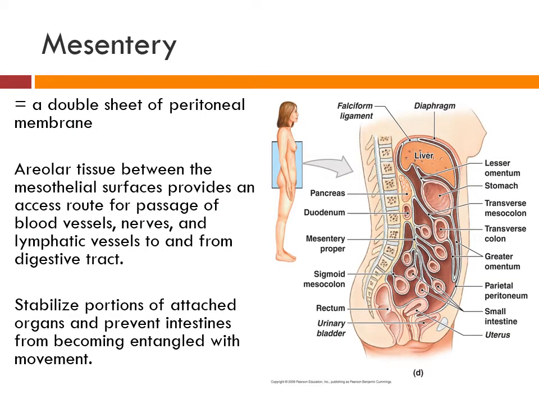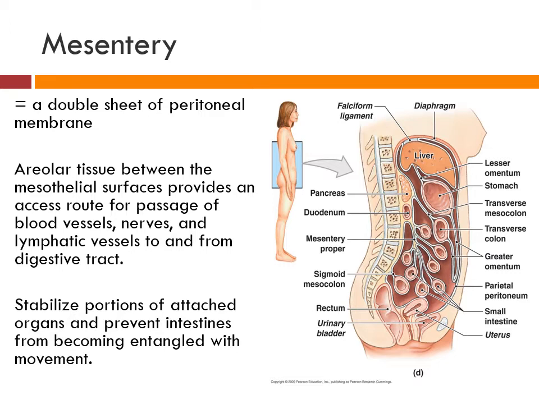So the mesenteries are made up of a double sheet of the peritoneal membrane. And there's areolar connective tissue between the surfaces, providing a route for blood vessels, nerves, and lymphatics to and from the digestive tract. And it stabilizes portions of those organs that it attaches to and keeps them from getting tangled up. You don't want your intestines to get tangled up because digestion will stop, you'll have an impaction, and that's just all terrible stuff.